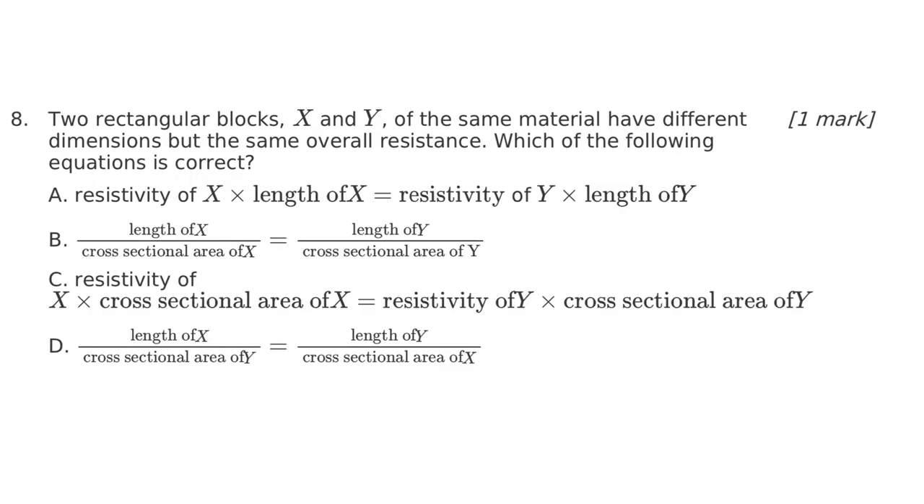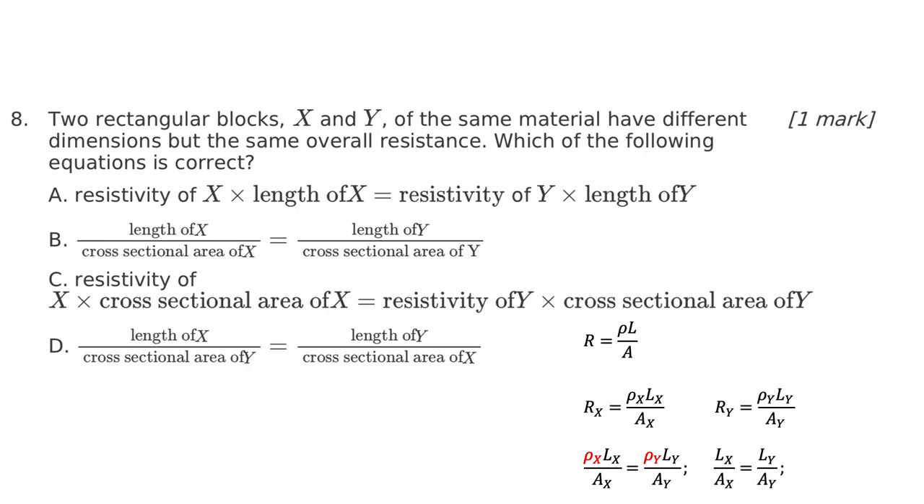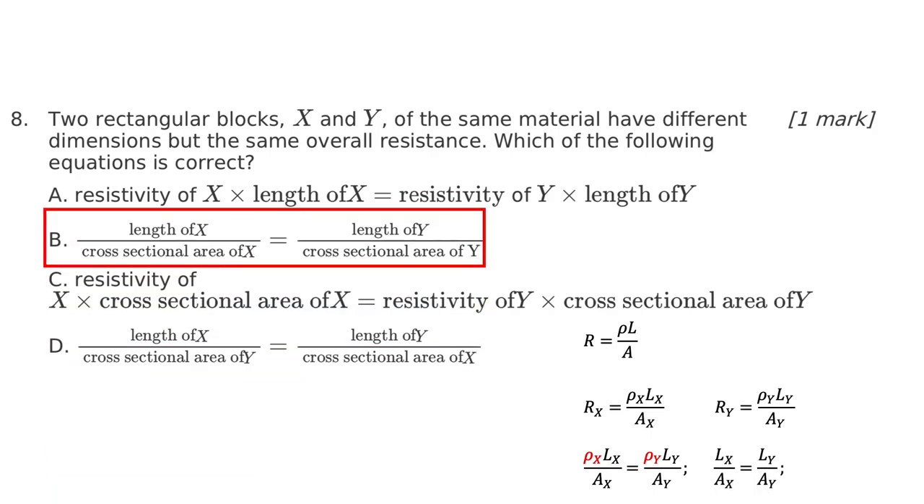Okay, we've got 2 blocks with the same dimensions, but the same overall resistance again. So therefore we can use our 2 values here. Again, they have the same material, so we're going to cancel our rho values. Okay, so we're left with Lx over Ax is equal to Ly over Ay, and therefore answer B here. This is quite a nice simple one compared to the previous ones.